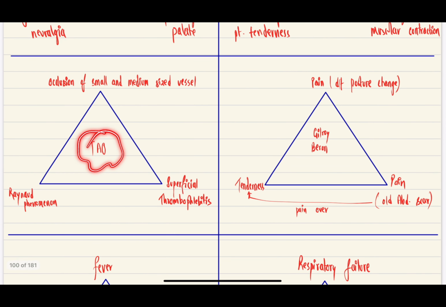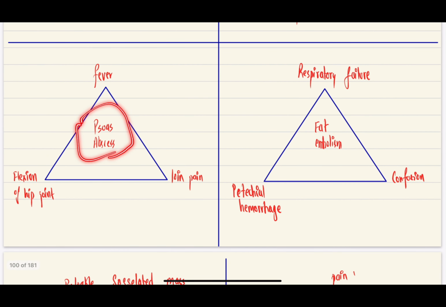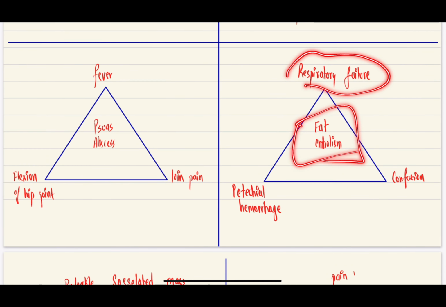We have TAO, which consists of the triad of occlusion of small or medium sized vessels, Raynaud's phenomenon, and superficial thrombophlebitis. We have Gilbert Baron's triad, which consists of pain due to posture change, tenderness, and pain in the abdominal scar. We have Psoas abscess, which consists of fever, flexion of the hip joint, and loin pain. We have fat embolism, which consists of respiratory failure, petechial hemorrhage, and confusion.